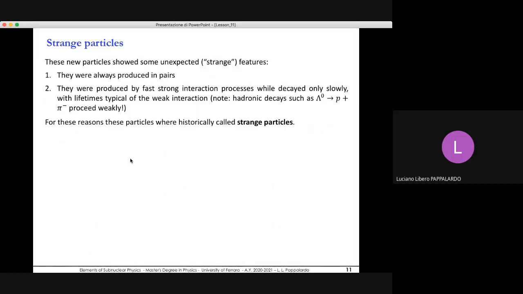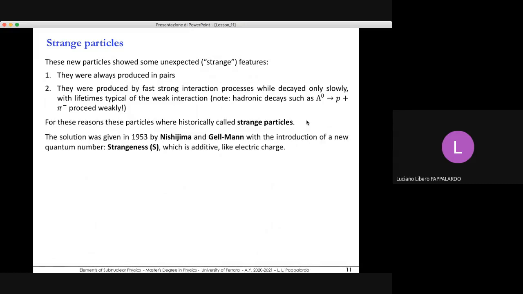Secondly, they were produced by fast, strong interaction processes, while they decayed only slowly with a lifetime typical of the weak interactions, as we've seen in the previous table. And for this reason, these two unexpected observations, they were called strange particles. So this behavior was not understood in the first moment.